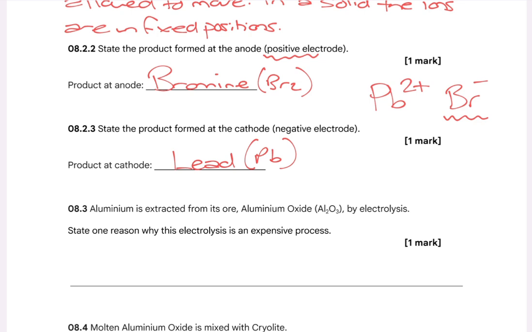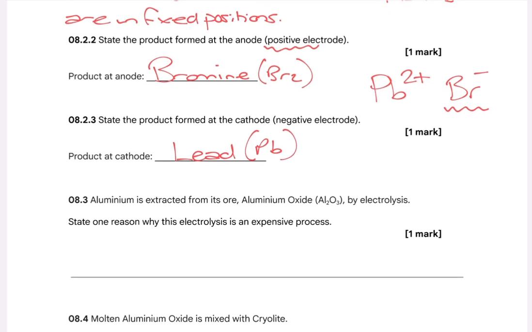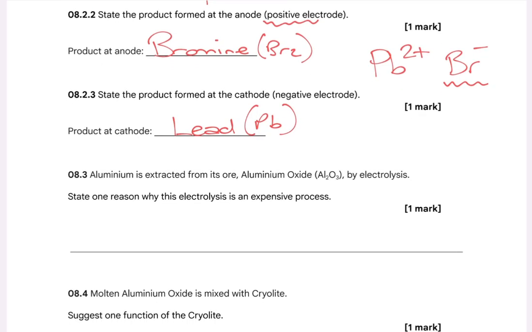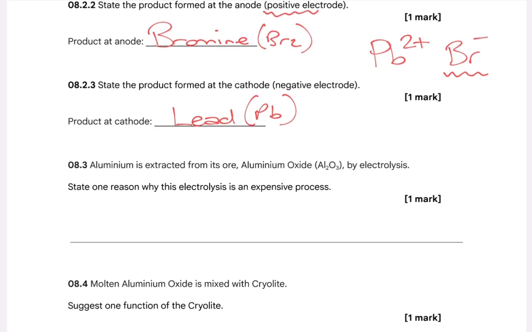But in this one, this paper has all been designed to be a bit more factual, a bit more rapid fire. So at the anode, we generate bromine, and at the cathode, we generate lead. The idea being, at the negative electrode, it's the metal that comes out, and at the positive electrode, it's generally the non-metal that comes out. The key one to remember is at the negative electrode, you get the metal, and then generally whatever else is in the molten substance comes out at the positive electrode.